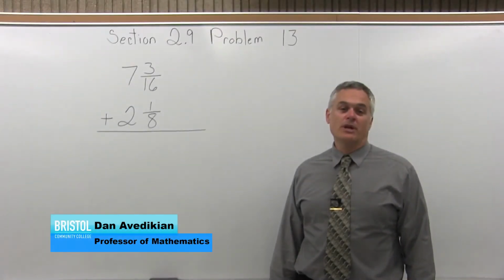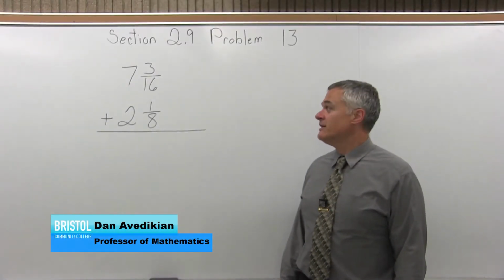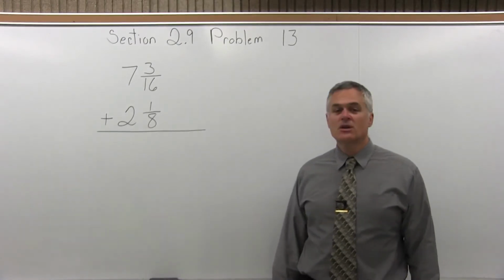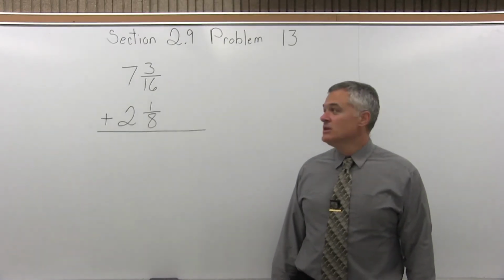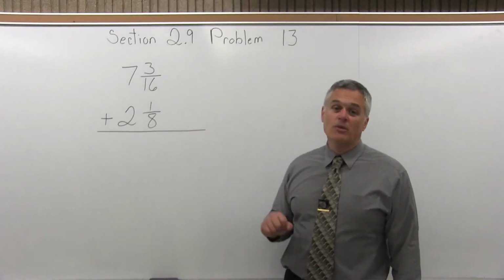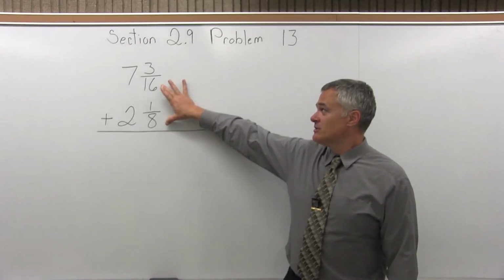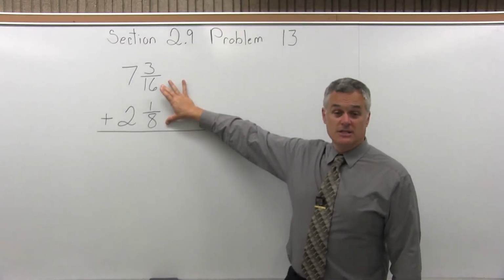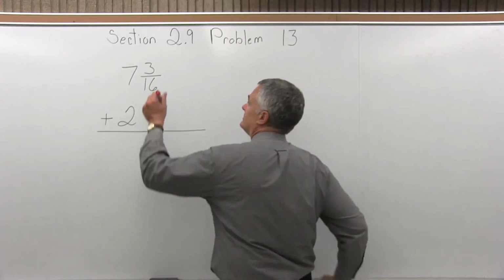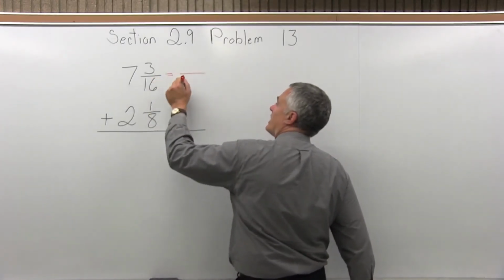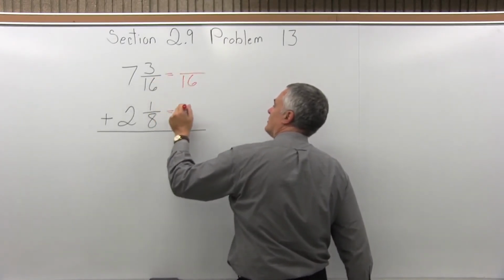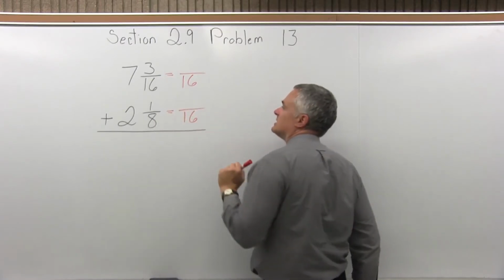This is Section 2.9, Problem 13. We have 7 3/16 plus 2 1/8. So to add these, I need to make a common denominator. If my denominators are 16 and 8, 16 is a good common denominator. So the top fraction will have a denominator of 16. The lower fraction will also have a denominator of 16.